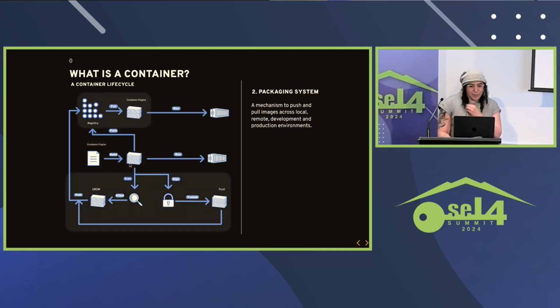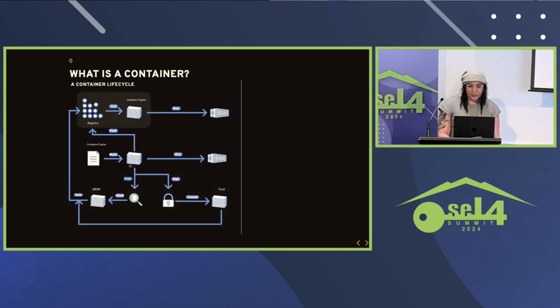Then there's the packaging system, which is a mechanism to push and pull images across local, remote development and production environments. That's obviously great because you get versioning, tagging, image reuse, and caching. You also get some other cool stuff like being able to do a software bill of materials scan and signing that, so you can have vendor specific signatures and you can trust that image itself.